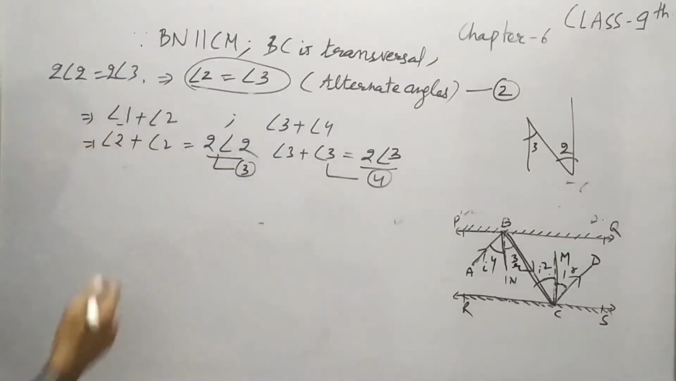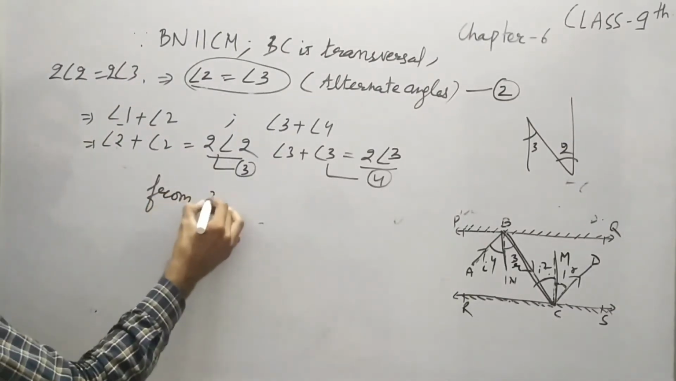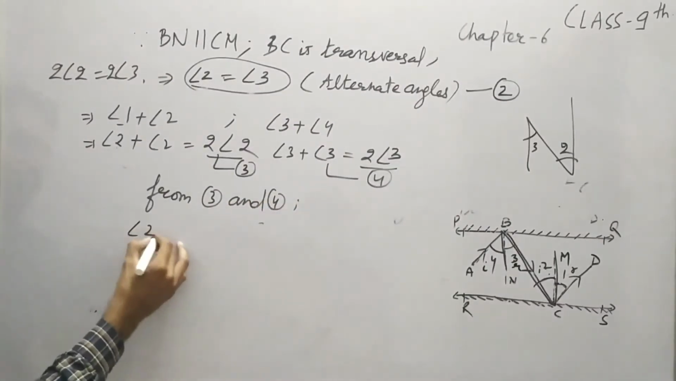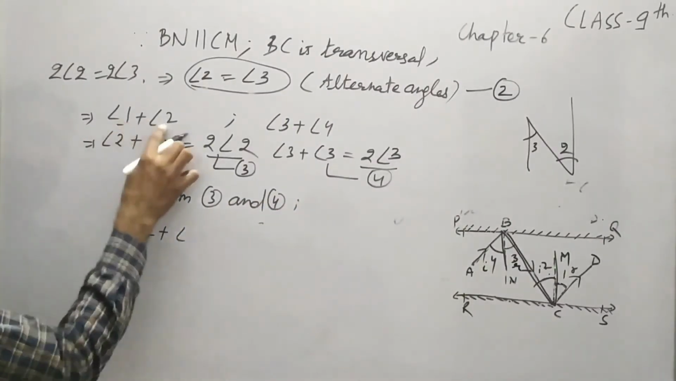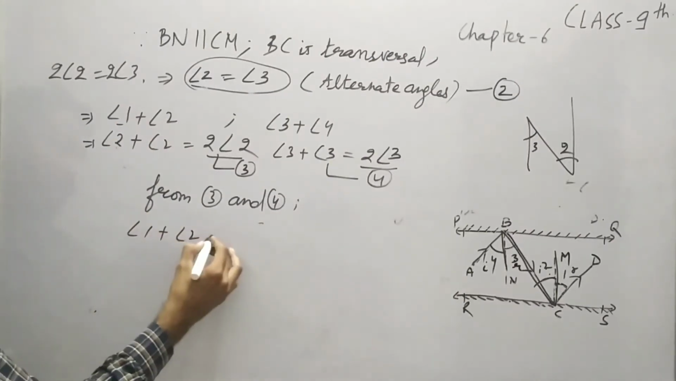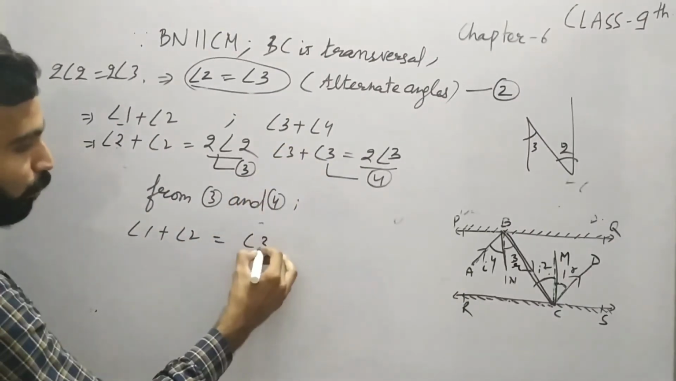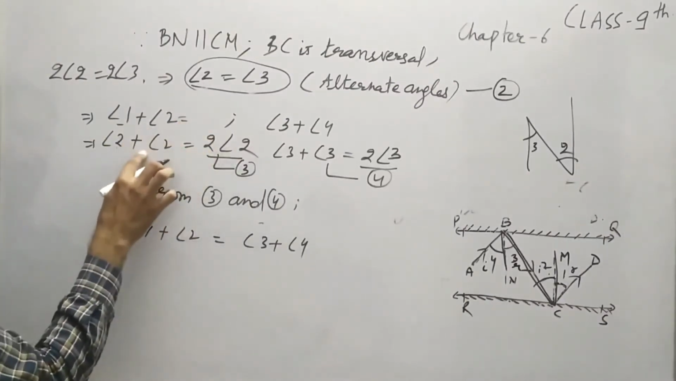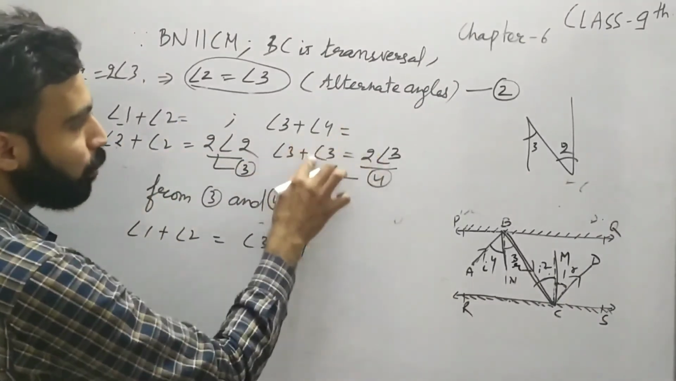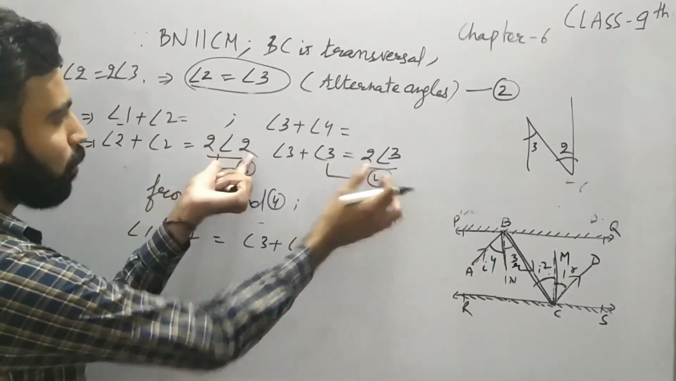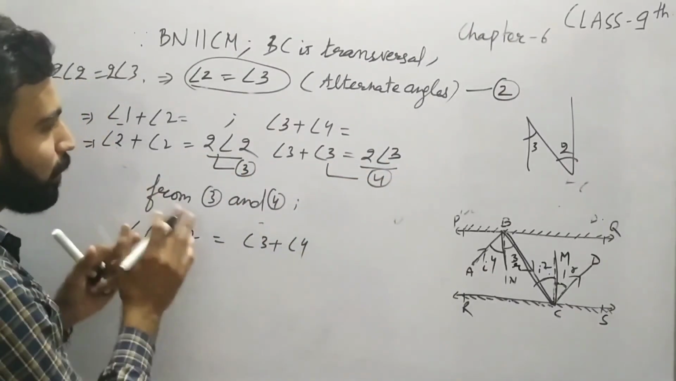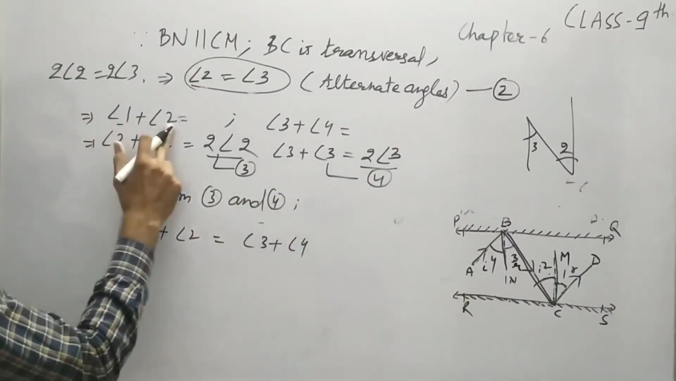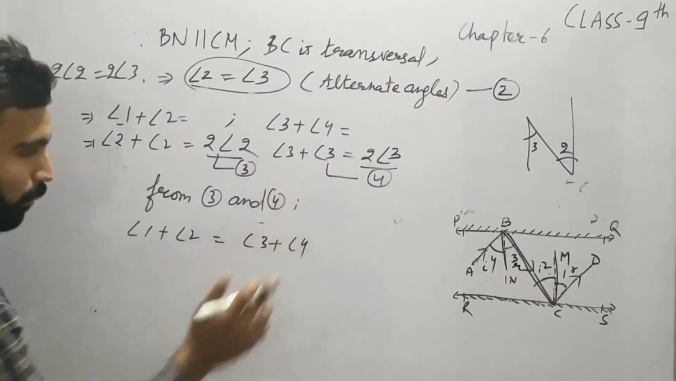Then you can see here from equation 3 and 4, we can have angle 1 plus angle 2 is going to be equal to angle 3 plus angle 4. You can see here, this is going to be equal to this and this is going to be equal to this. Now the right hand sides of both the equations are equal. That means the left hand sides are going to be equal. That means angle 1 plus 2 is going to be equal to angle 3 plus 4, right?